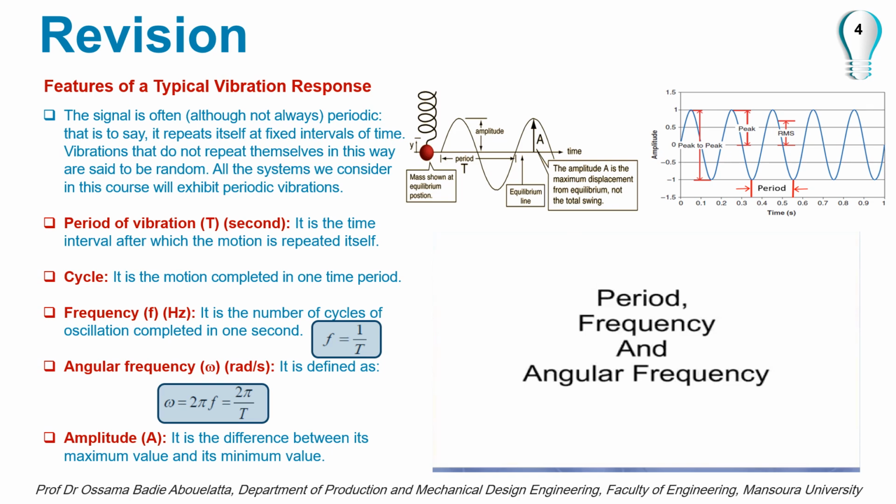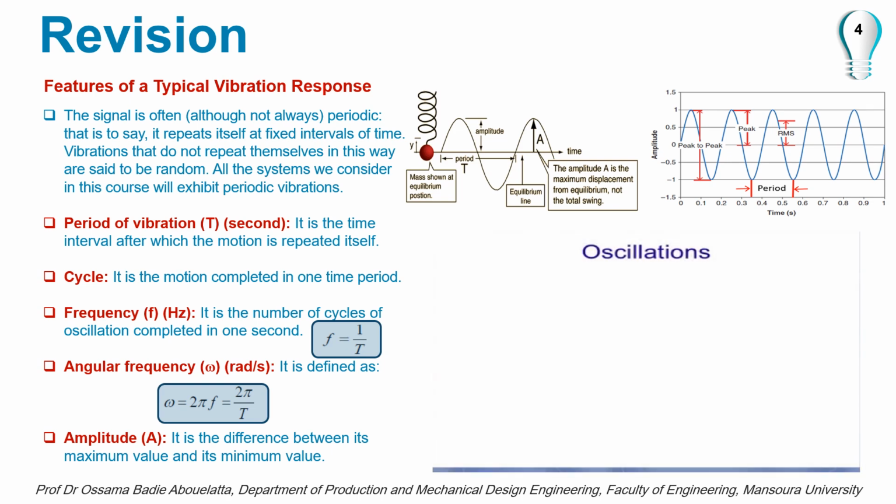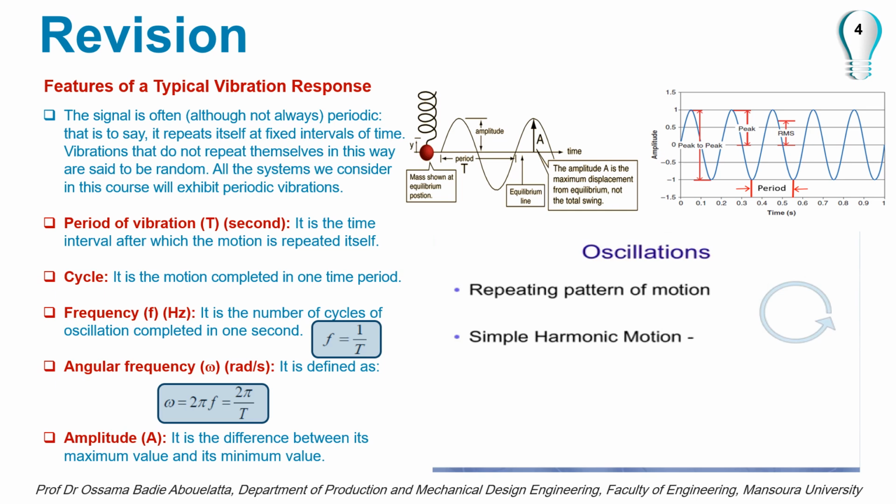So now we're going to talk about period, frequency, and angular frequency. And this is in the context of oscillations. For oscillations, it's any sort of repeating pattern of motion, for example, going around and around and around in a circle. Now, we've been looking at a specific case of oscillations called simple harmonic motion, and we have a specific equation for that we've been working with in physics.